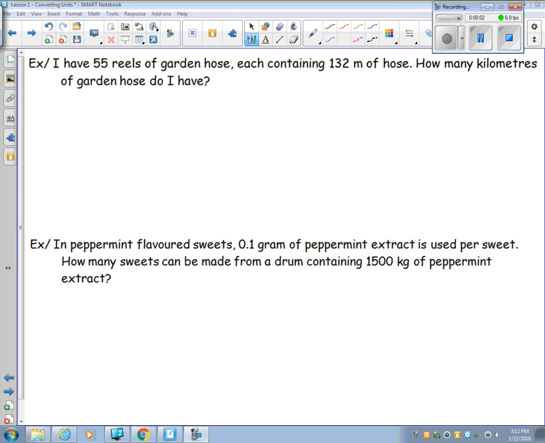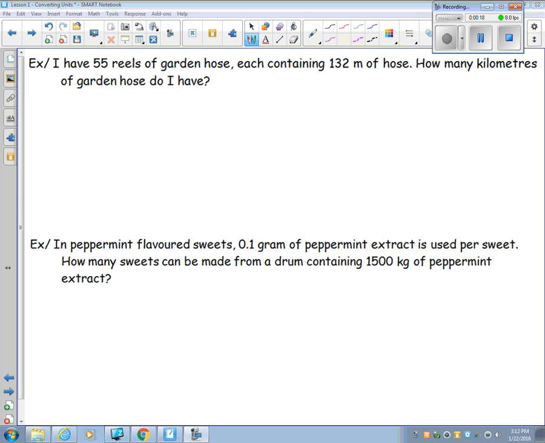So this is page 2 of the first note, unit conversions. We're looking at some applications of how we can use these now. The first example here, we have a bunch of garden hose, 55 reels in fact. Each reel has 132 meters of hose. We want to figure out how many kilometers that is.